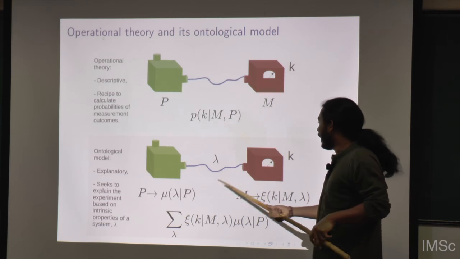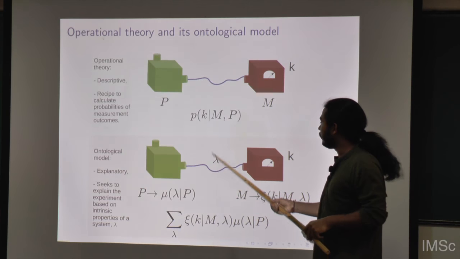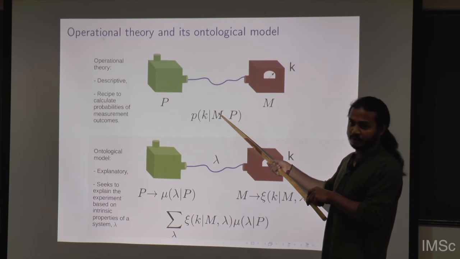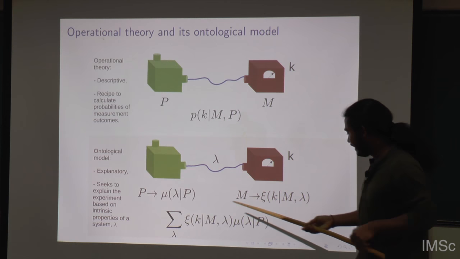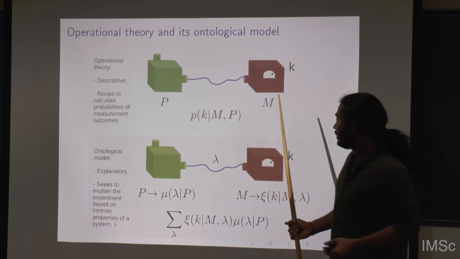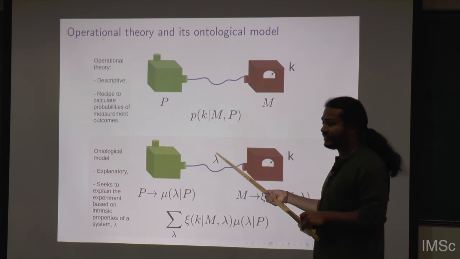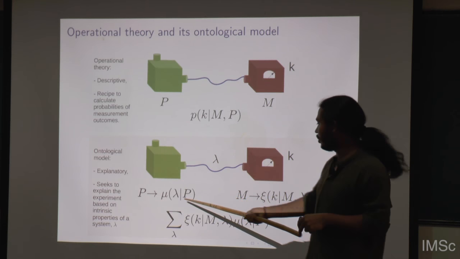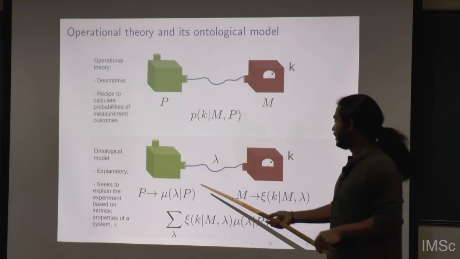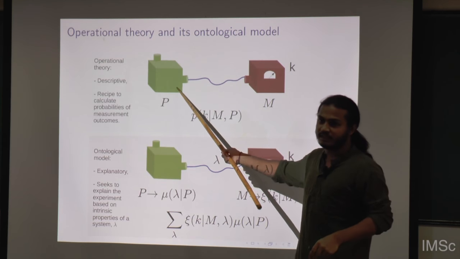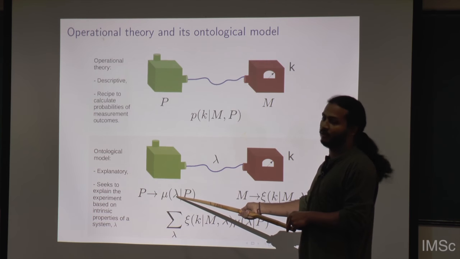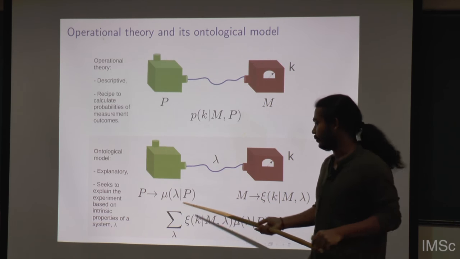Okay? And so the way this description is supposed to account for this description, what you see in the lab, is via this. So for every preparation procedure, we imagine it samples from a set of physical states lambda according to some probability distribution mu of lambda given P. Every time you implement this procedure, this explanation says that you're preparing a system in state lambda with this probability mu.